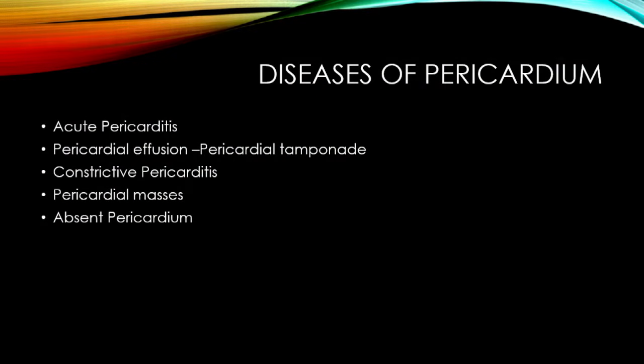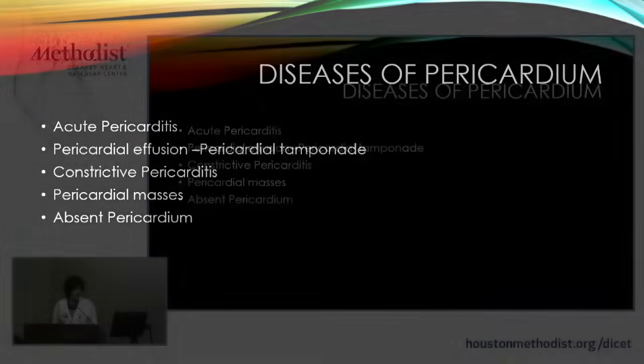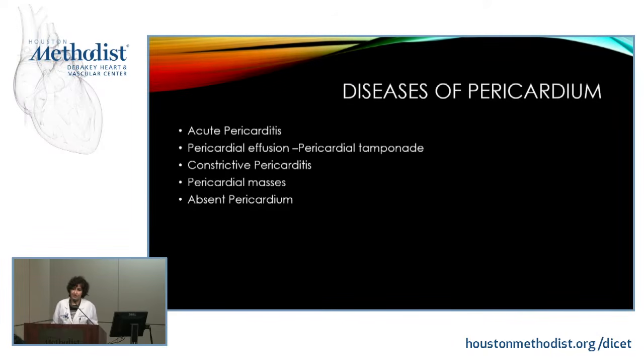The diseases of the pericardium are acute pericarditis, and I'm not going to spend a whole lot of time talking on that. The ones that we see most frequently are pericardial effusion, tamponade physiology, constrictive pericarditis, which always remains a very challenging diagnosis, pericardial masses, and of course, congenital absence of pericardium. The main thrust of the echo talk is going to be on pericardial effusion, tamponade, and constrictive pericarditis.